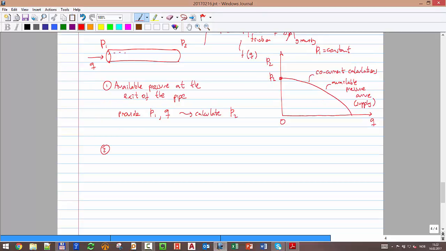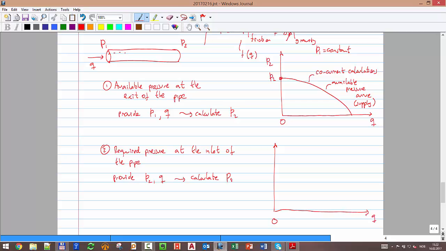Then I can also calculate the required pressure at the inlet of the pipe. That means I provide P2, provide Q, and then I can calculate the pressure at the inlet. That I know I can also do, right? So let's try to make again the same plot. Rate 0, and here I'm saying P2 equal constant. So how is that curve going to look?